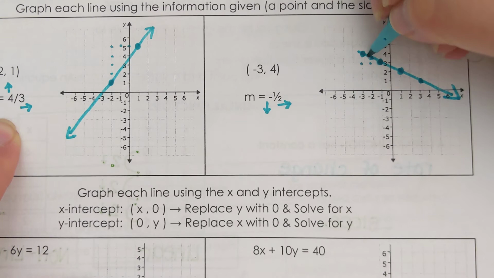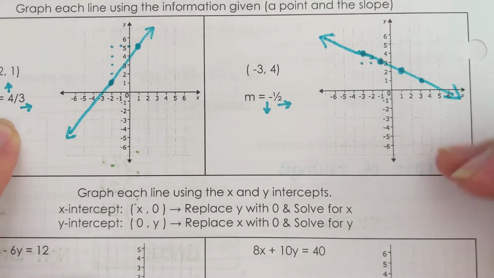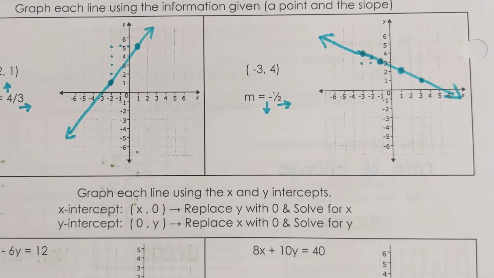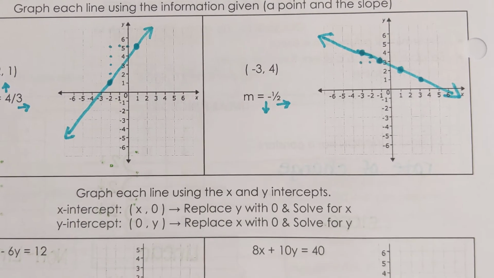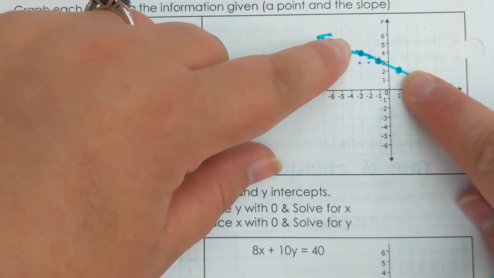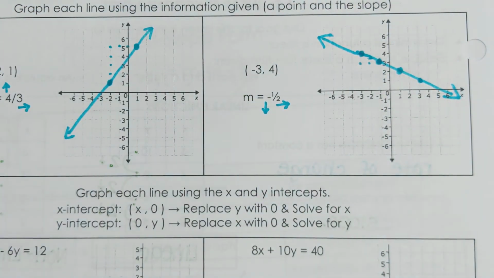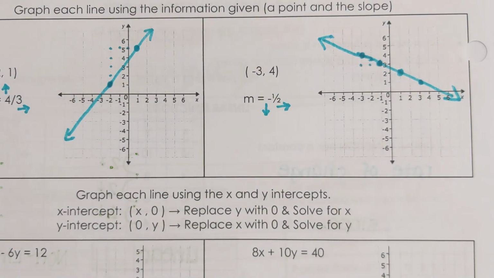And notice how I'm also drawing my lines all the way across the page. Take up the whole graph with your line. Extend it until you get to the edge. Don't just draw it from here to here, because that's not going to give you a good idea of what the line actually looks like. Okay?